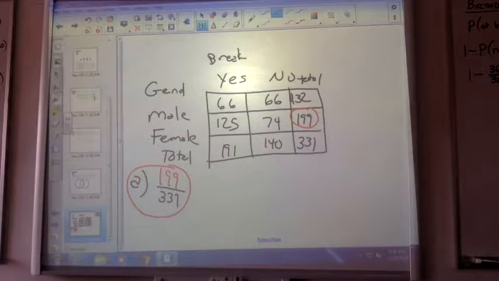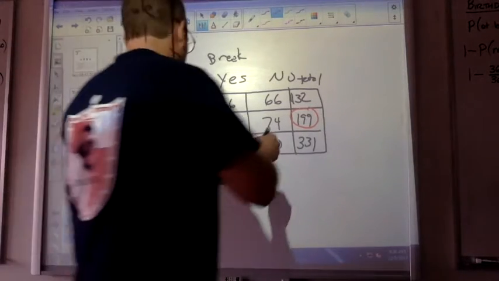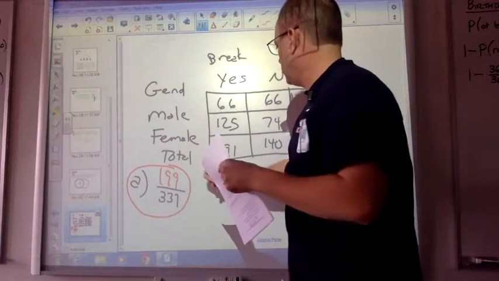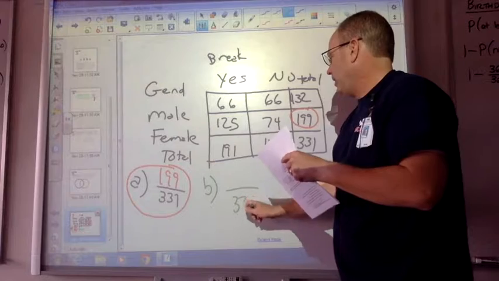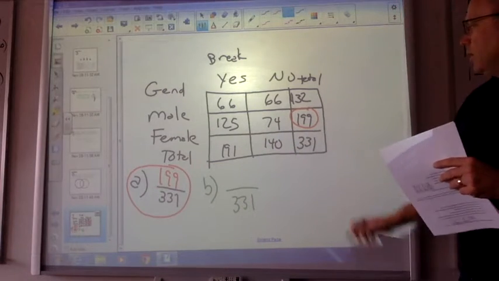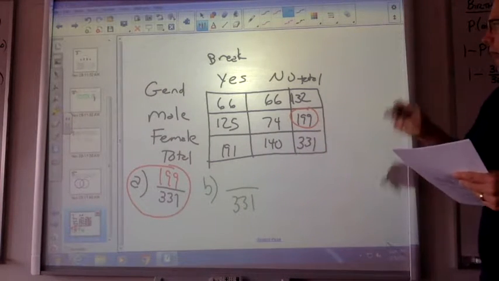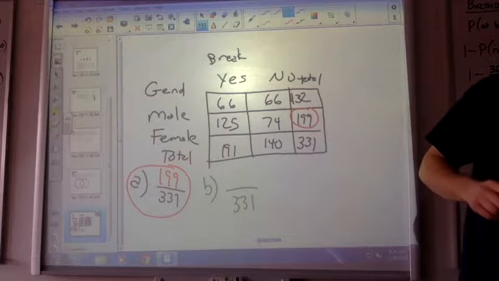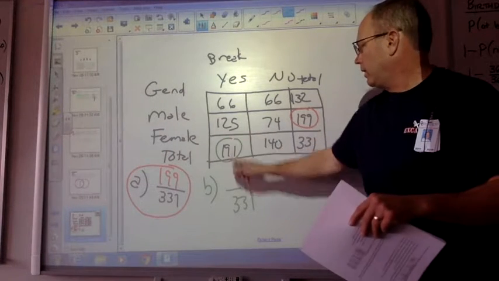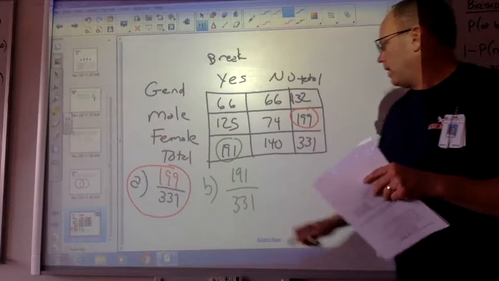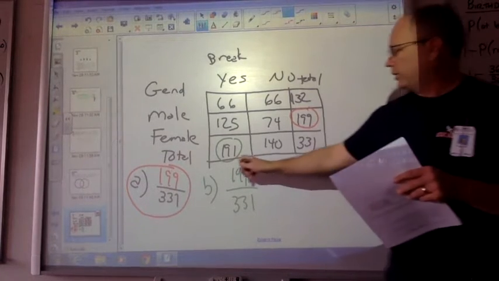Problem letter B. What is the probability that a randomly selected student ate breakfast? So still we have 331. We don't have it as conditional in it at all. So we still have 331. So how many said they ate breakfast? 191. So you get 191 out of 331 for an answer. Is that okay?